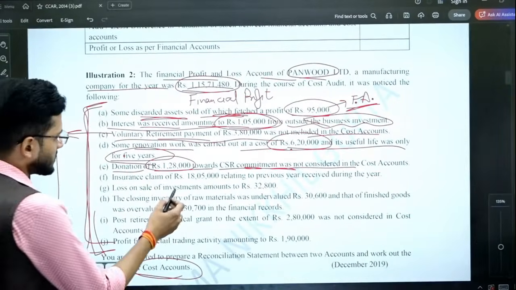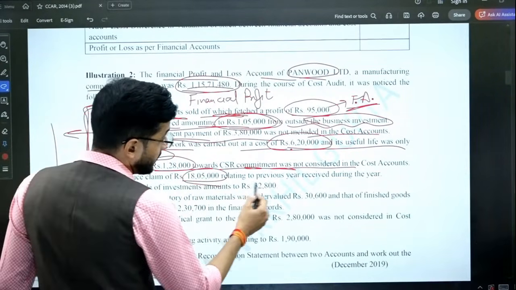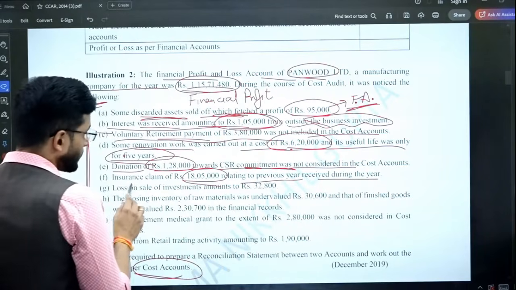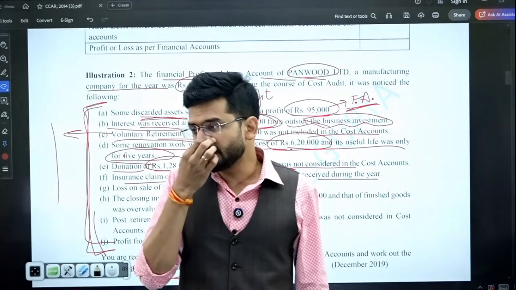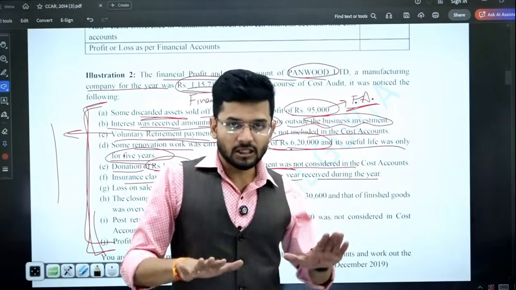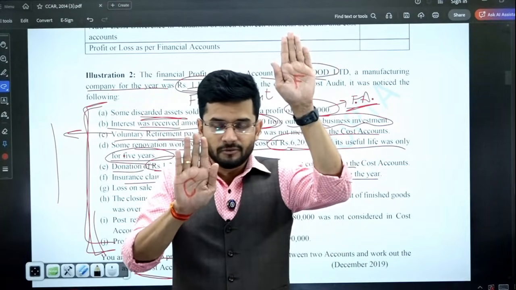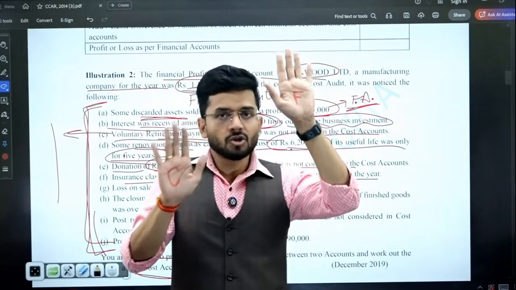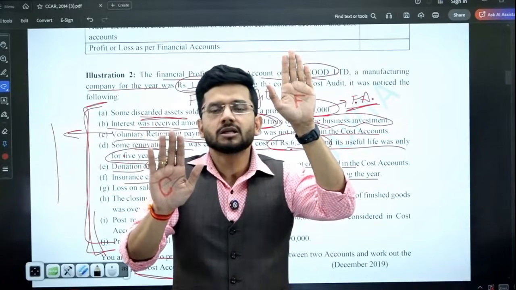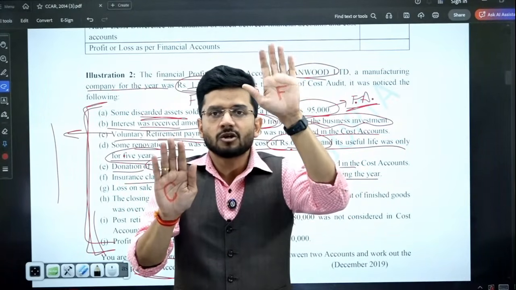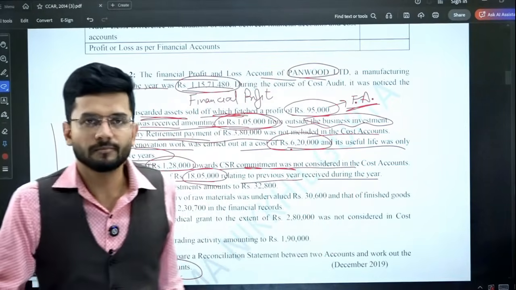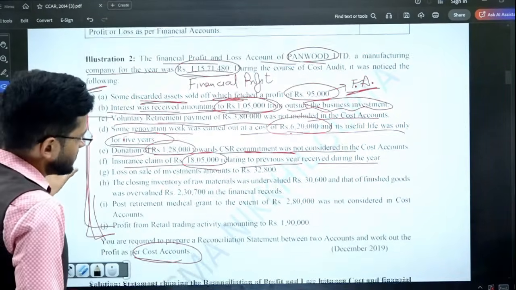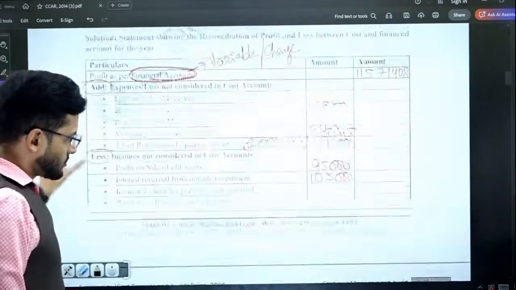Next, insurance claim of 18,05,000 relating to previous year received during the year. So there was an insurance claim which was for the previous year's loss. It has been received during the current year. So obviously my financial profit would be more, costing profit will be less, because in costing profit we don't consider insurance claim which is received. So financial profit is more, costing profit is less. What are we going to do? Less, reduce. Only the financial hand is variable. 18,05,000.